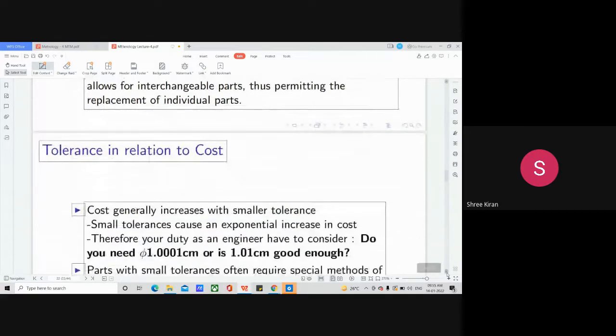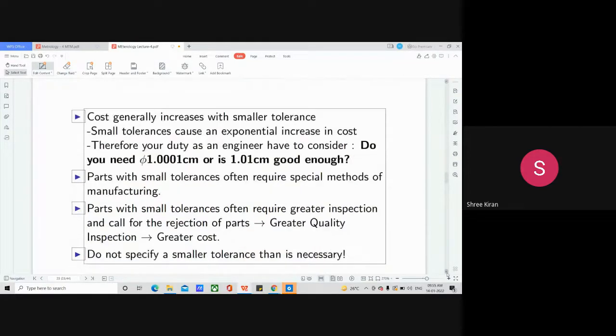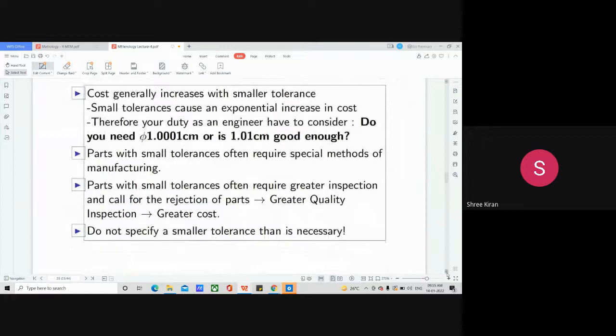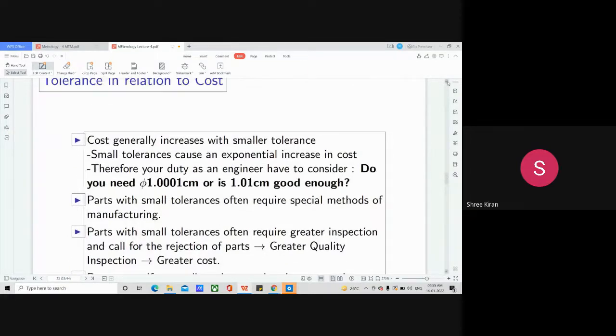Then tolerances in relation to cost. Now we can discuss the cost effectiveness of tolerances and allowances. We are going to start with the cost, so tolerances and cost.